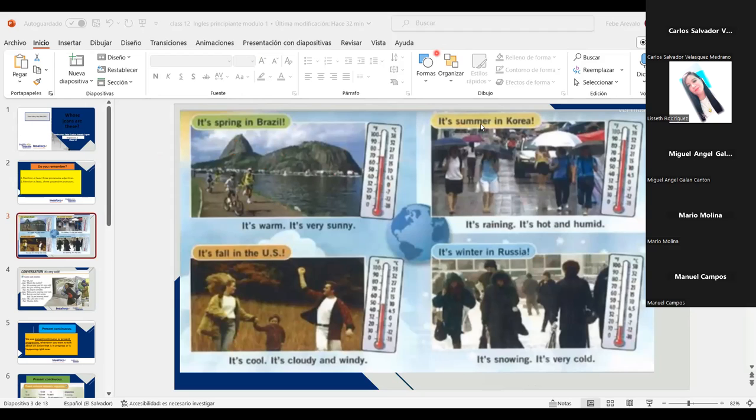It's spring in Brazil. It's warm. It's very sunny. It's summer in Korea. It's raining. It's hot and humid. It's fall in the USA. It's cool. It's cloudy and windy. It's winter in Russia. It's snowing. It's very cool.